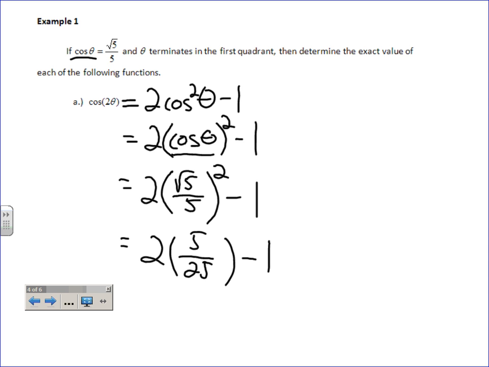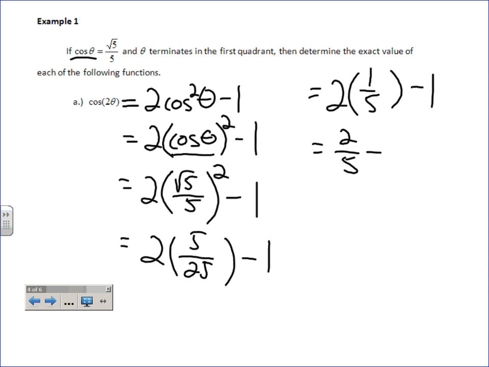Well, what should we probably do next then? I know what I would do. Write 5 over 25 as 1/5 minus 1. Are we all good so far? Well, what is 2 times 1/5? Is it 2/5? Yeah, it's that easy, right? Yeah. 2/5 minus 1, but how come I didn't write minus 1?